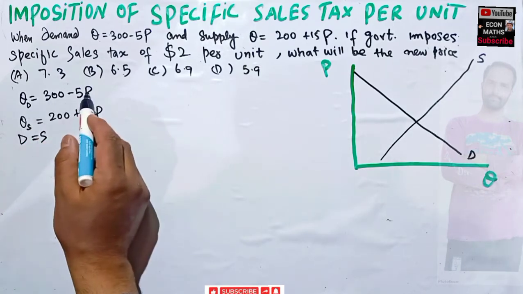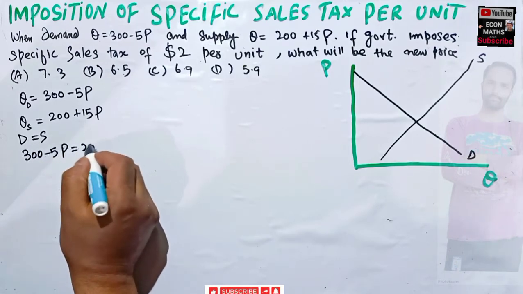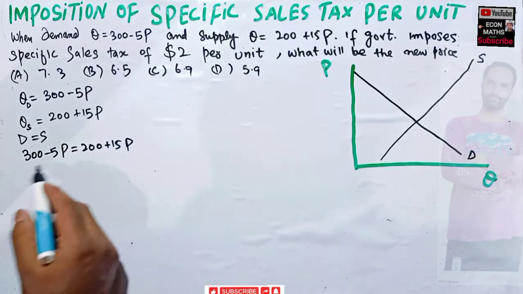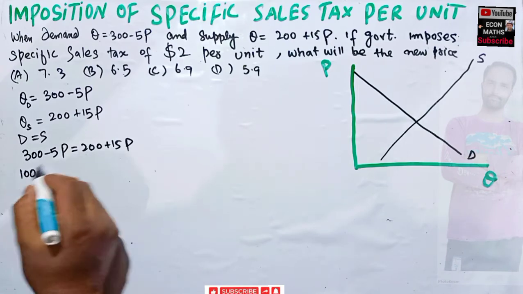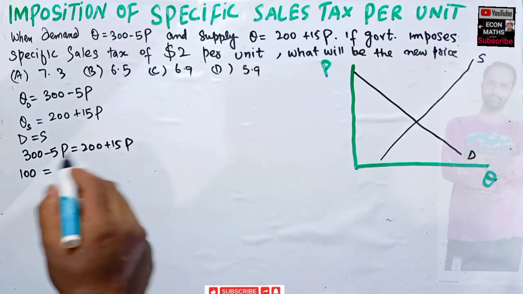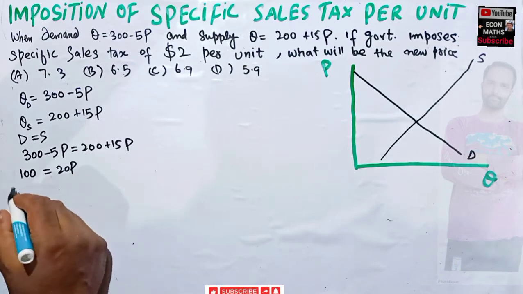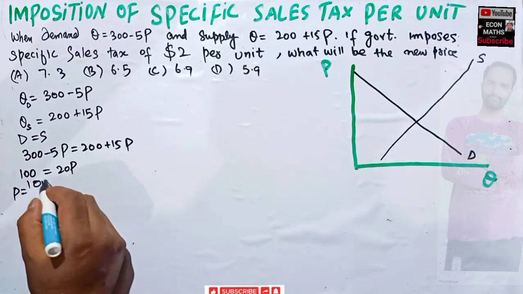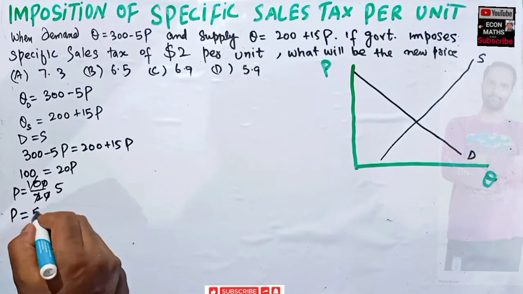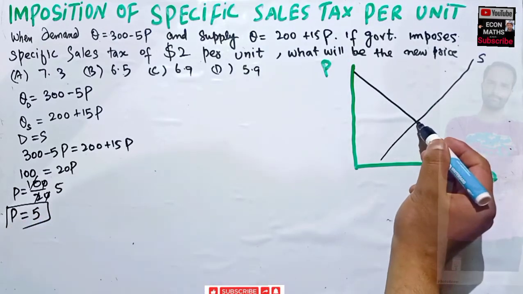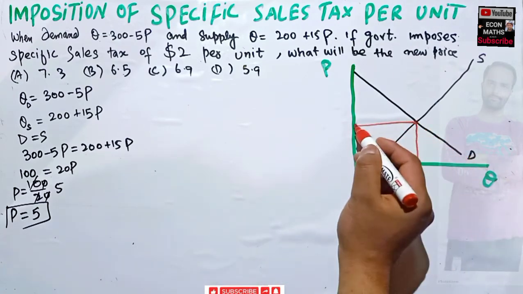That means 300 − 5P should be equal to 200 + 15P. Solving for P, 300 minus 200 comes out to be 100 if I transpose this term, and 15P plus 5P, because this becomes positive when transposing to the right-hand side, gives 20P. So P = 100/20, and we get the equilibrium price of 5. So originally our equilibrium price will be $5.